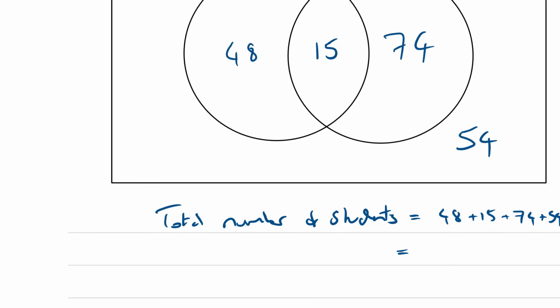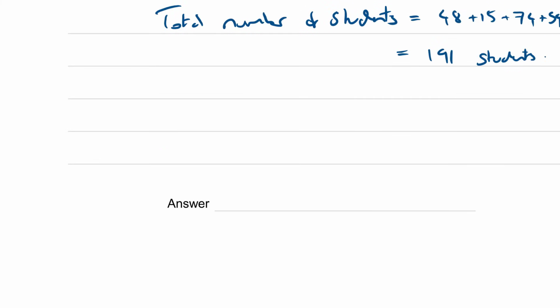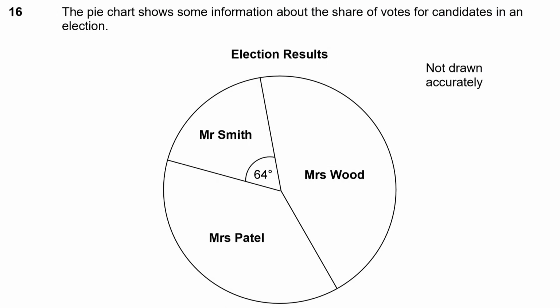48 plus 15 plus 74 plus 54 gives me a total of 191 students. Okay, so that's my answer, 191. The pie chart shows some information about the share of votes for candidates in an election. And we're told that it's not drawn accurately.